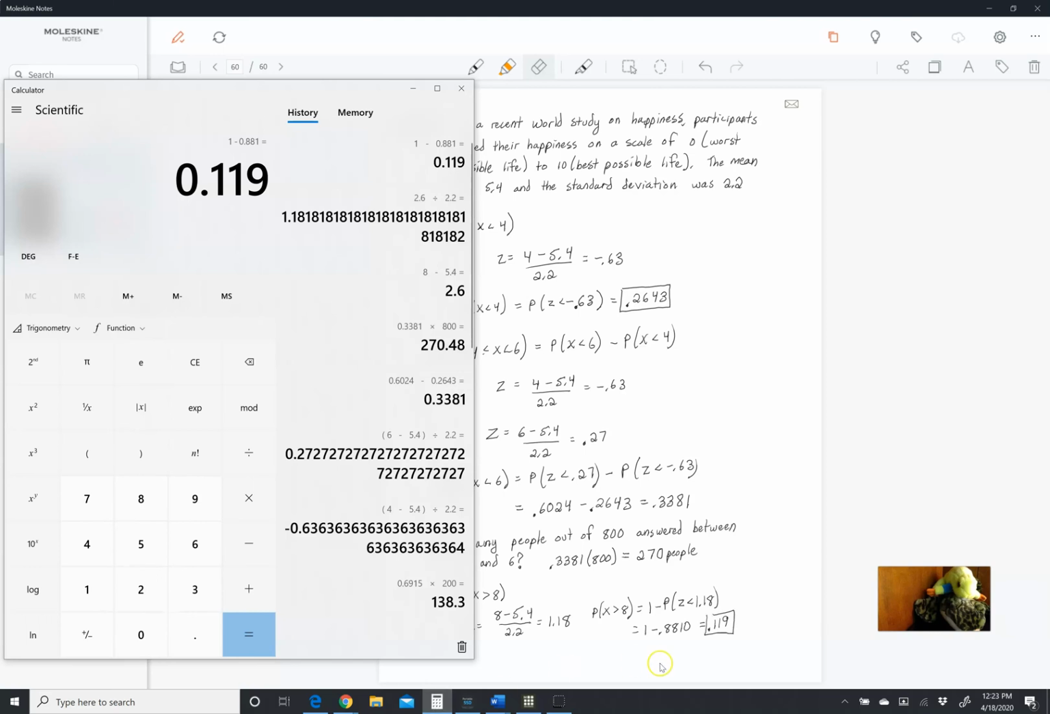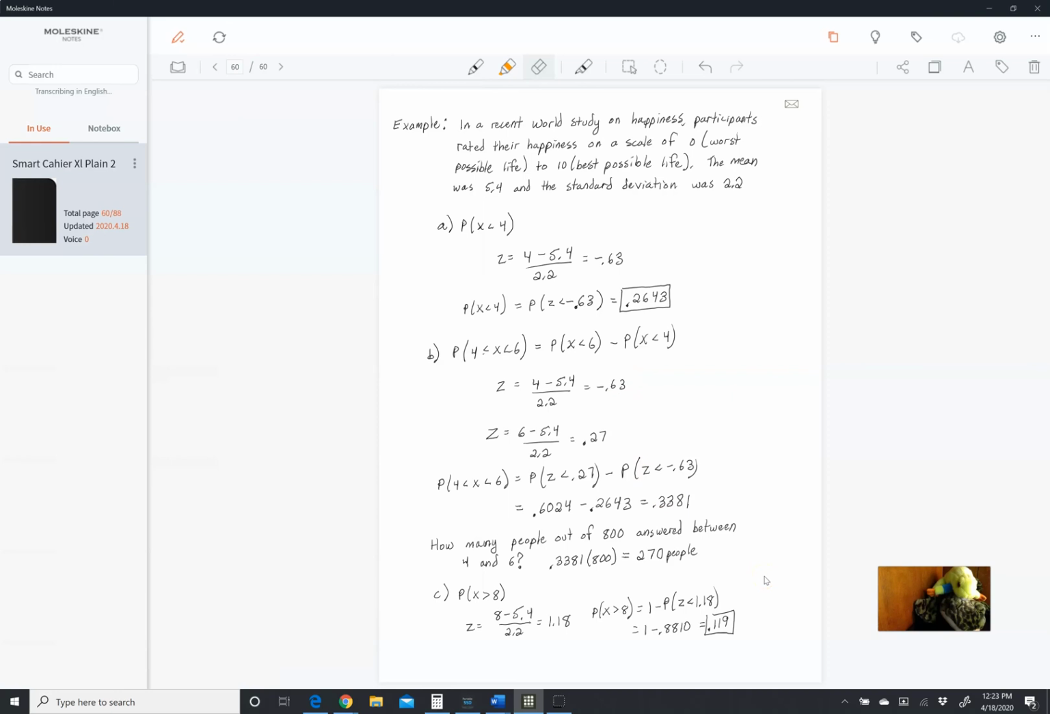And that's saying approximately 12% of people, right? 11.9% are saying that their life is an 8 or above. Okay, their happiness is rated as an 8 or above. Or more than 8. Okay. So that's it. So this was just a lot of review. It's a lot of the same stuff that we did in the last lecture, but it's really talking about probabilities.